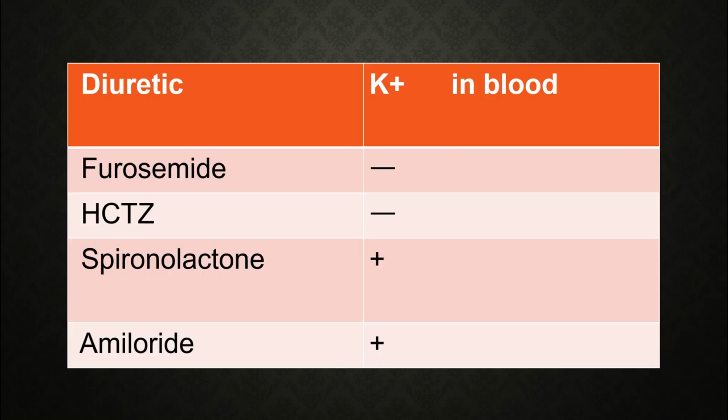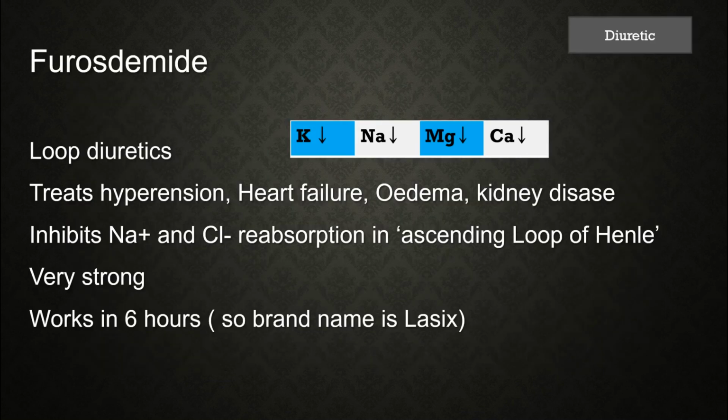Diuretics: furosemide, ACTZ, spironolactone, and amiloride. Spironolactone and amiloride preserve kalium in the blood. Furosemide is a loop diuretic that treats hypertension, heart failure, edema, and kidney disease. It inhibits natrium and chloride reabsorption in the ascending loop of Henle. It is very strong and works in 6 hours, and its brand name is Lasix.